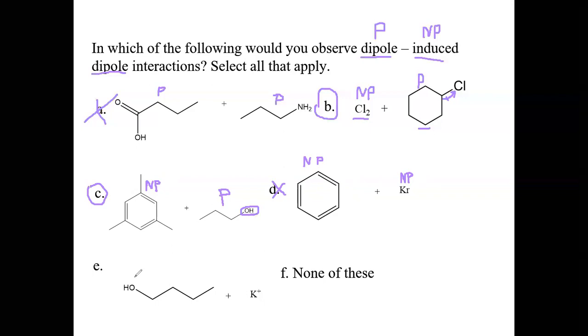Lastly, we go to E, where we have butanol, which is polar, because of the OH group, and potassium ion, which is an ion. So this would not be dipole-induced dipole. So the correct answers are B and C. Those would observe dipole-induced dipole intermolecular interactions.